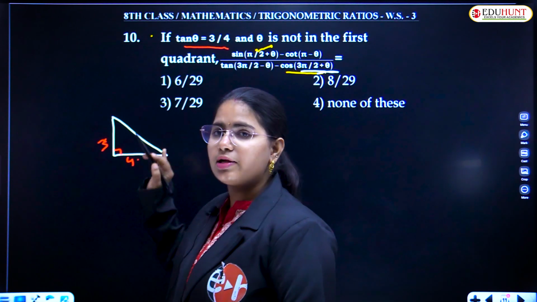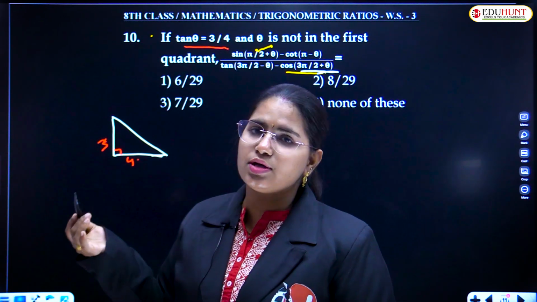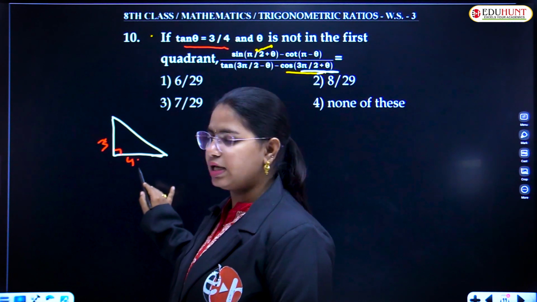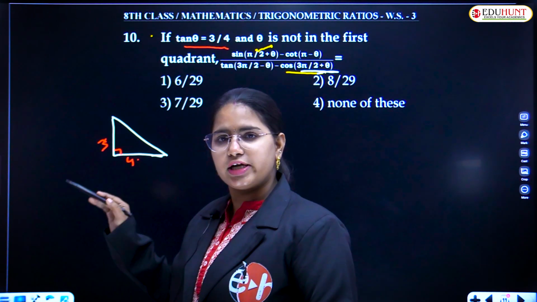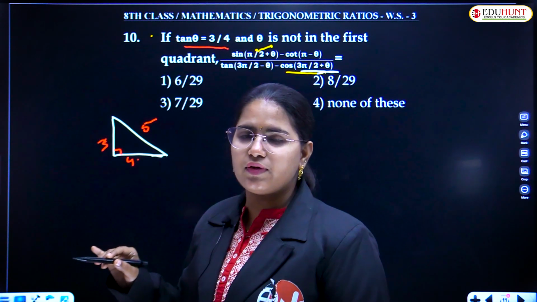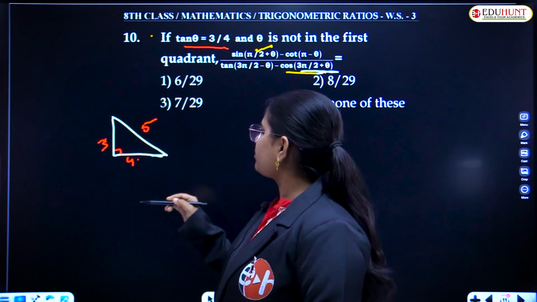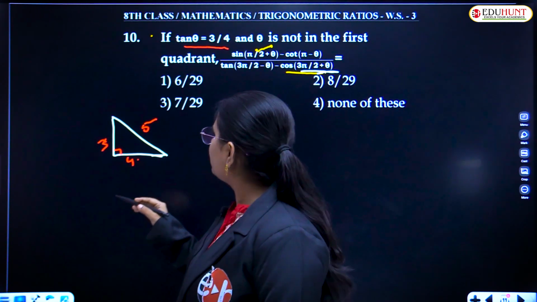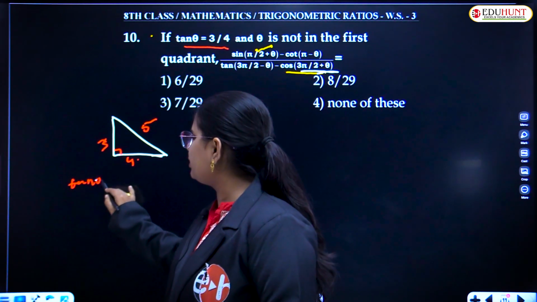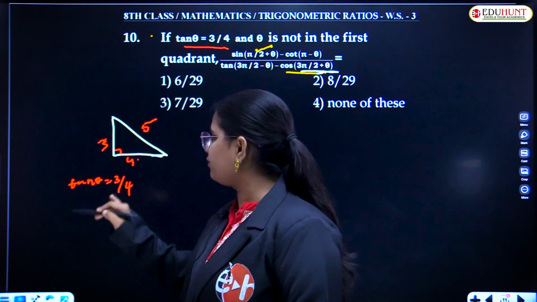And what will be the hypotenuse side from this? By using Pythagoras, 3 square is 9, 4 square is 16. 9 plus 16 is 25. So root 25 value is 5. So tan theta is equal to 3 by 4, and given tan theta is equal to 3 divided by 4.